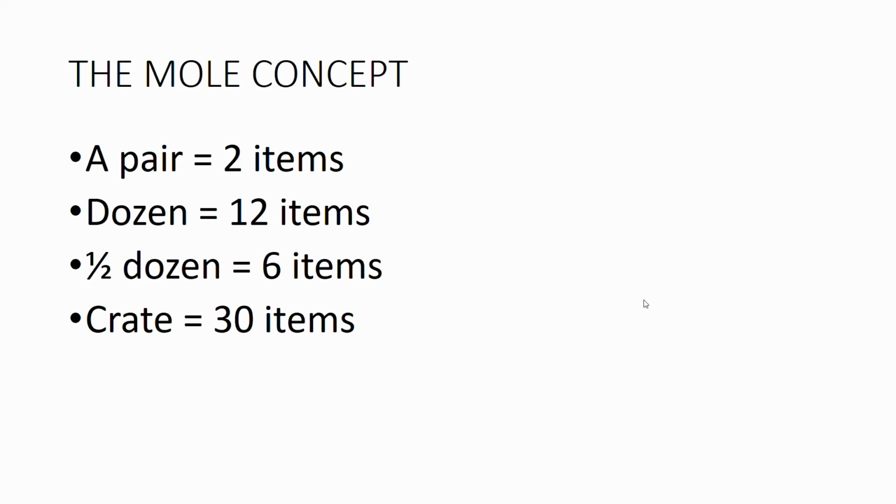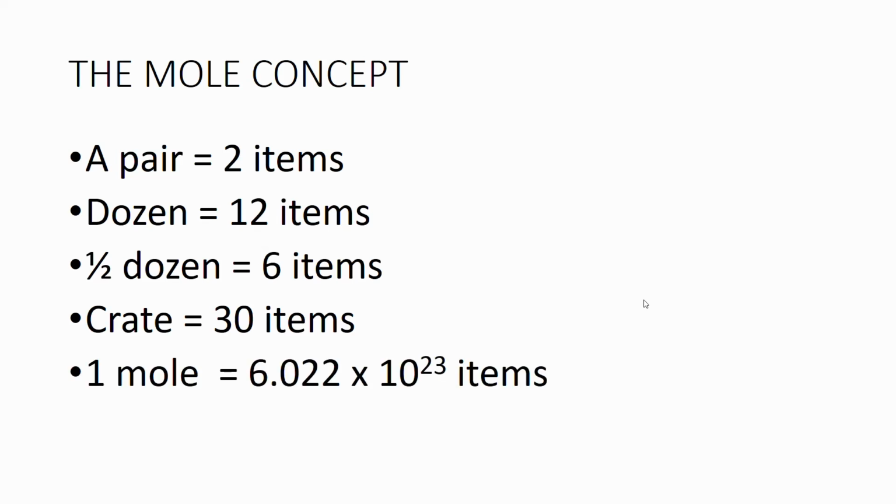And so when we say 1 mole, that 1 mole of a substance contains 6.022 times 10 power 23 items. Just like a pair of items is just two, or a dozen is 12, 1 mole is 6.022 times 10 raised to the power 23 items.